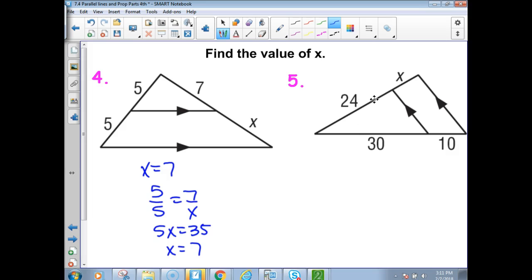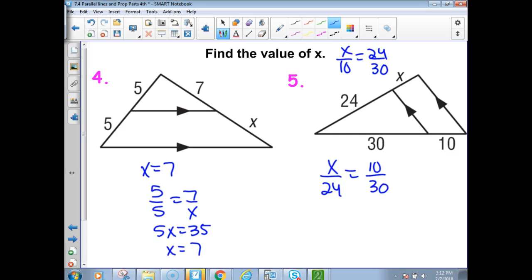Okay? This one, quick, X over 24. Because the lines are parallel here, these sides are cut proportionally. That'll equal 10 over 30. Now, I want to point out, what if you see it differently? Did anybody write this one already and write X over 10 equals 24 over 30? This is perfectly fine because the same things are across from one another.